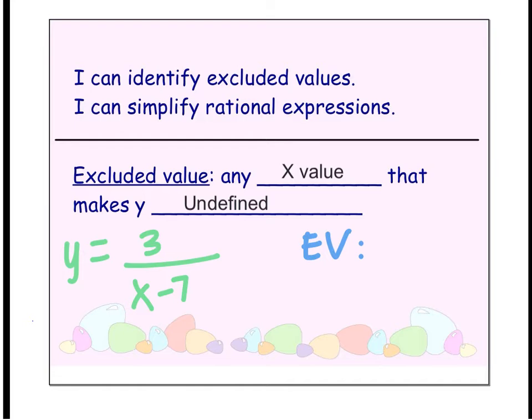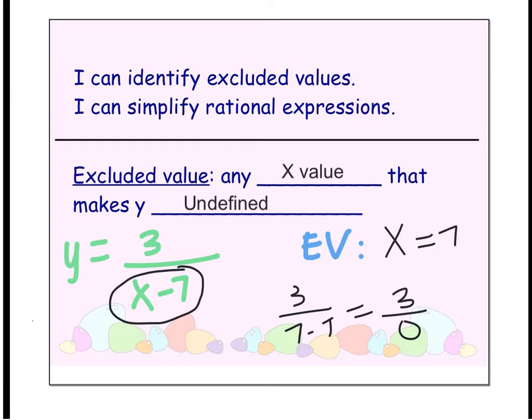So what we're concerned with for these rational expressions and functions is what's happening in the bottom of our fraction, because we can't divide by 0. So to find the excluded value, you need to figure out what makes the denominator equal to 0. So here, our excluded value would be x is equal to 7. If I plug that in, I get 3 over 7 minus 7, which is 3 divided by 0, which does not exist. Hence, in this case, our excluded value is 7.